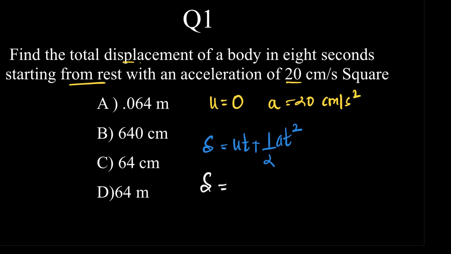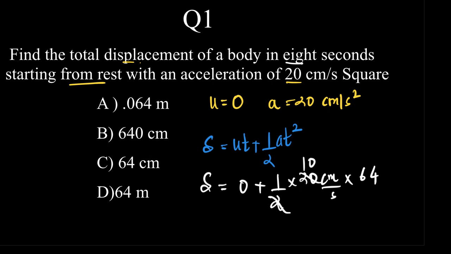So we have S is equal to u is 0, so that term becomes 0, plus half a. What is the value of a? It is 20 centimeter per second square into what is t? T is given as 8 seconds, so that becomes 8 into 8, 64. So 2 and 20 will get cancelled, we get 10. So basically the answer becomes S is equal to 640 centimeters.